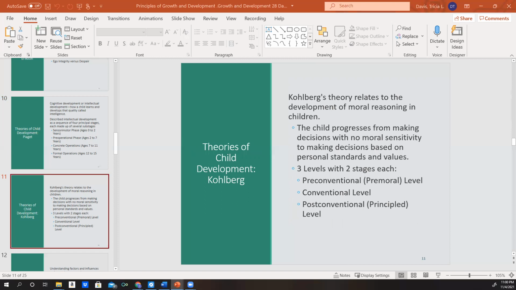Then we have Kohlberg's theory, which was about the development of moral reasoning in children. Moral development follows cognitive development because reasoning and abstract thinking are necessary in order for us to be able to make moral judgments. Kohlberg's theory is divided into 3 levels, with 2 or 3 stages in each level. He believes that the child will progress from making decisions with no moral sensitivity to making decisions based on personal standards and values. The first level is the pre-conventional or pre-moral level.